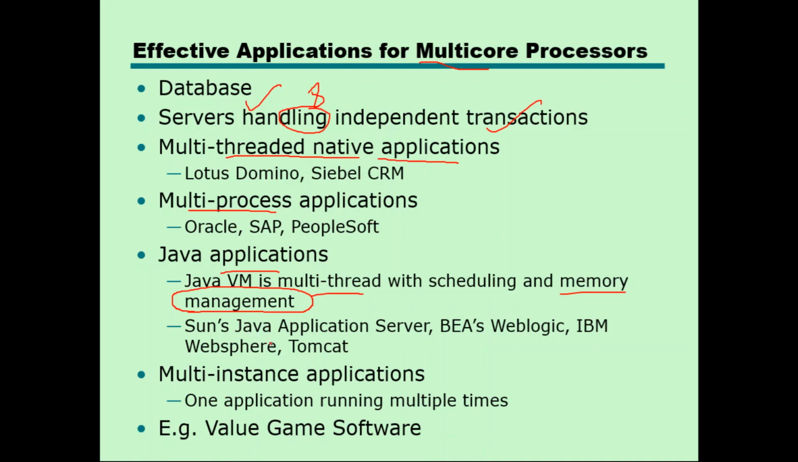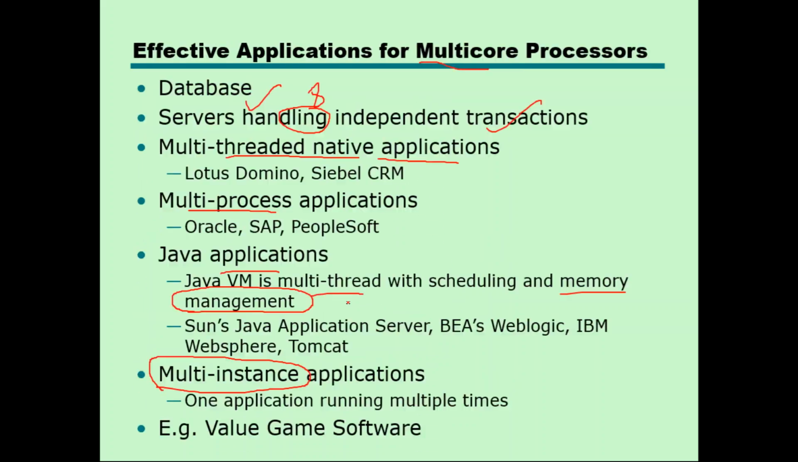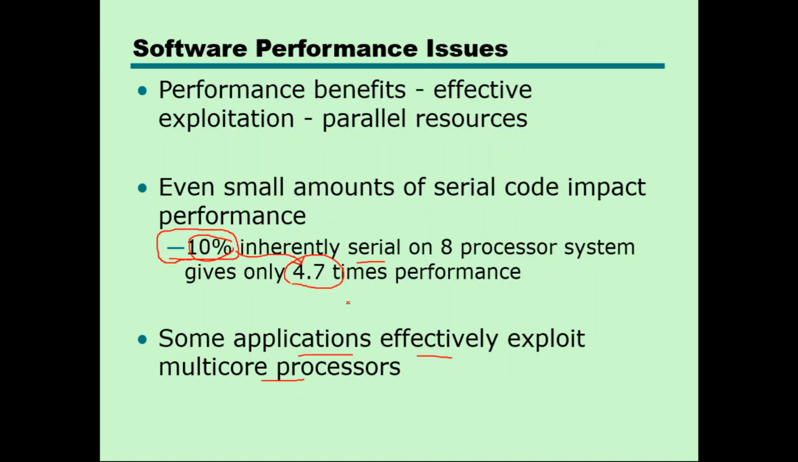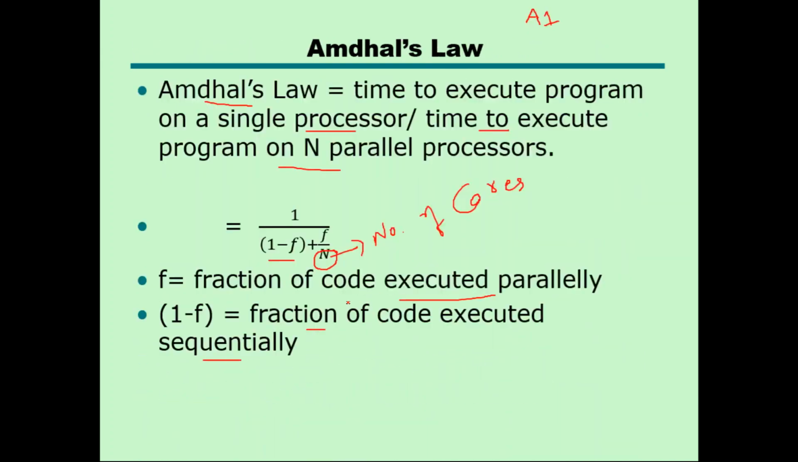Then there are certain applications in which multiple instances are to be executed simultaneously. That means you may want to execute the same program again and again. In that case also, multi-core processors will be better utilized, because each instance can be handled by a different core. So that's it about software performance issues with multi-core processors.